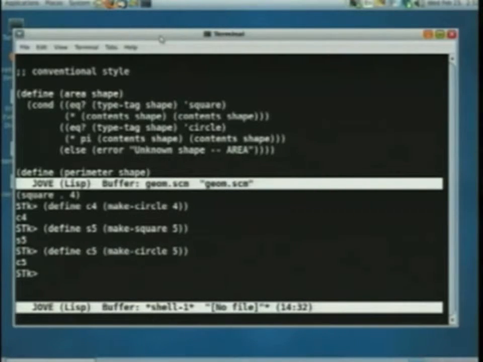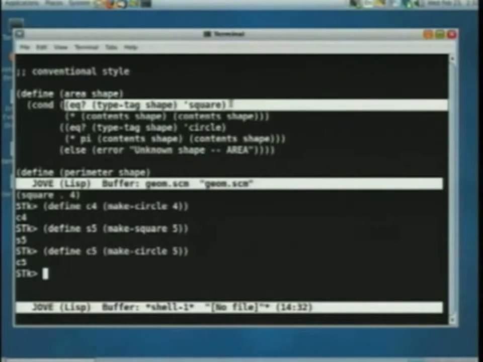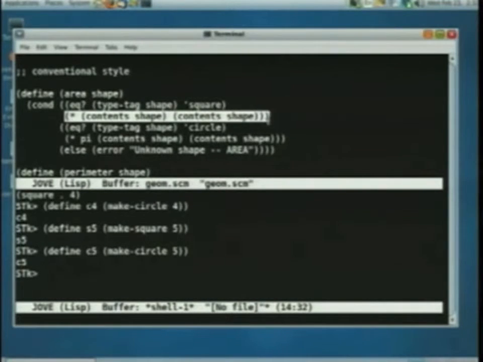Okay? So up here, we have a procedure area that takes one of these shapes as its argument. And it says, OK, what kind of thing am I looking at? Am I looking at a square? So that's this question right here. So is the type tag of the thing I'm looking at the word square? If so, I'll just return contents of shape times contents of shape. Contents is the number that represents, in this case, the side of the square.